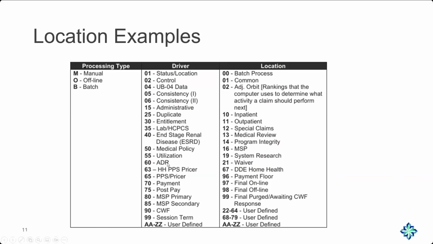60 is ADR, and if you're not familiar, that stands for Additional Documentation Request. And then 00 means batch process. So SB 6000, a claim in that status location is in suspense with an ADR. So it's pending for medical review.